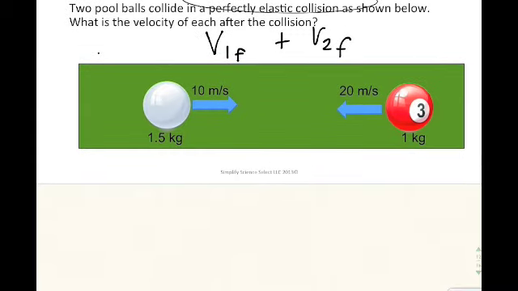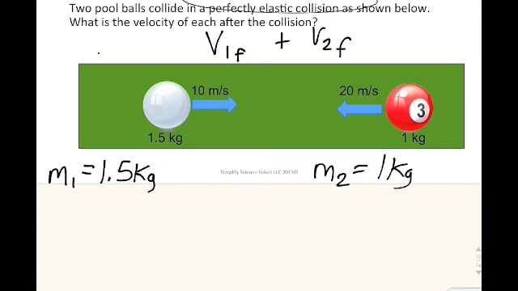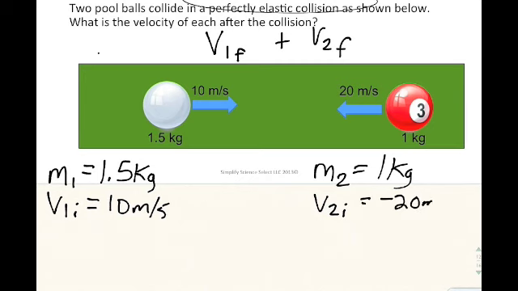So let's start off by identifying our givens. And the first thing we have is the cue ball. The cue ball is object 1, and it's going to have a mass of 1.5 kilograms. That is not going to change. When you hit a cue ball, it doesn't all of a sudden break in half and have something less. And then you have object 2, which is going to have a mass of 1 kilogram. Okay, slightly different. Now, the initial velocity of object 1 is 10 meters per second. And the initial velocity of object 2 is going to be negative 20 meters per second. The reason for the negative is, remember, it's going in the opposite direction. Velocity is a vector, so your direction is important.